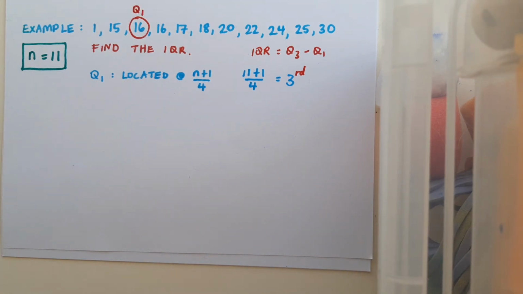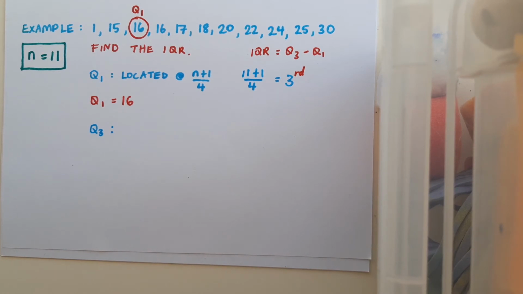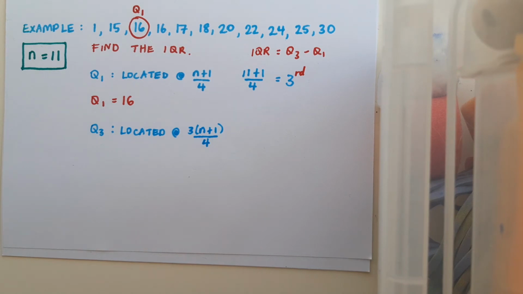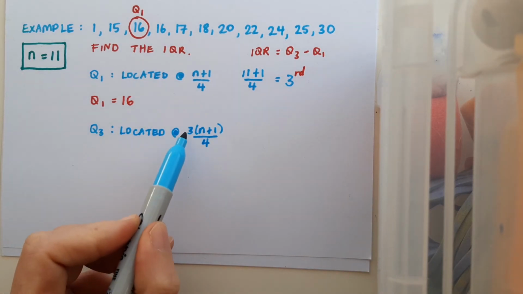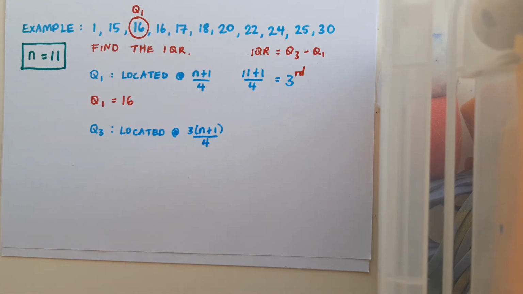This is Q1. Now that I have Q1, I have to find Q3 also. Now, Q3 is 3/4 way up the list. So the formula that I would use this time is 3 times (n plus 1) over 4. And the reason for this is because 3 over 4 is 3/4.